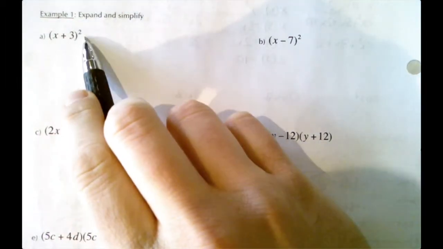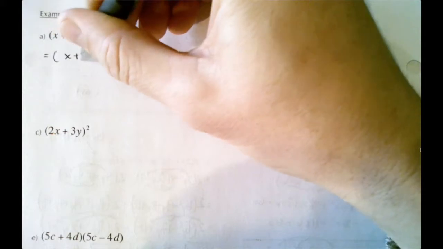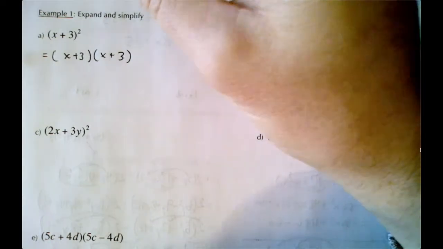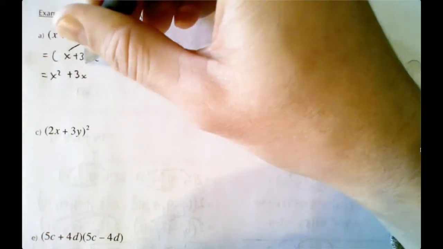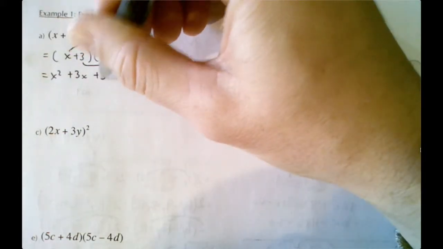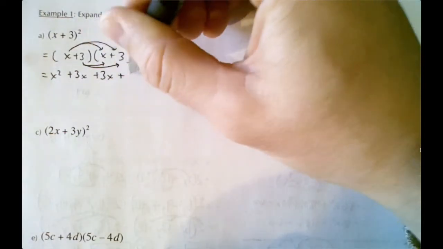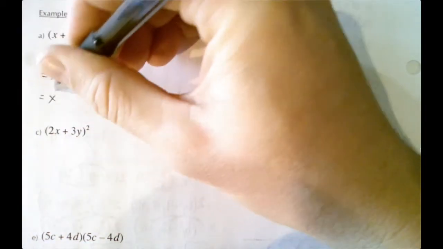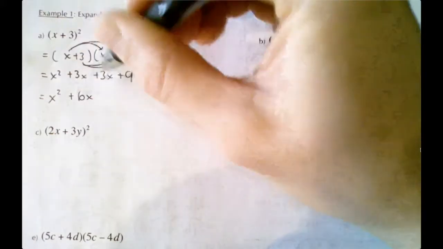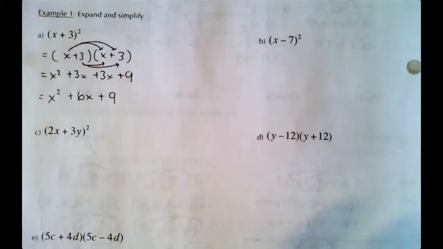X plus 3 squared. If we were doing x plus 3 squared, we would just write the bracket twice. X plus 3 and x plus 3. And we wouldn't do anything different than we did in the last lesson. We would FOIL. X times x gives us x squared. X times 3 gives us 3x. 3 times x gives us 3x. 3 times 3 gives us 9. And now we have two like terms in the middle, 3x and 3x. If we put them together, we get x squared plus 6x plus 9.